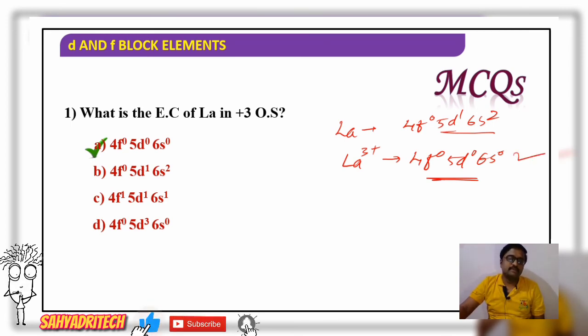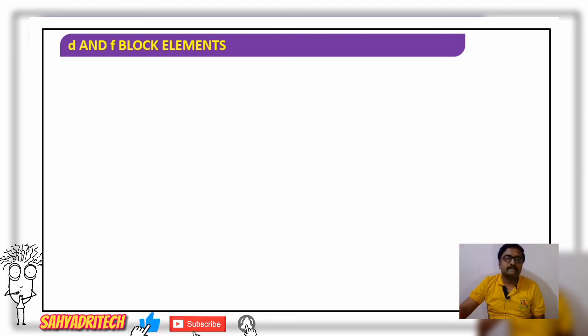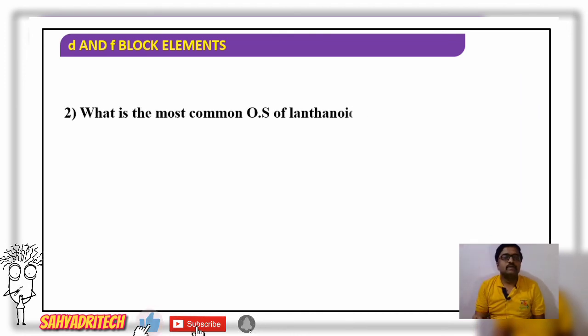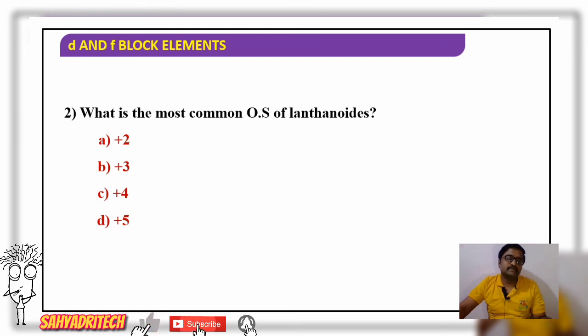Then the second one: what is the most common oxidation state of lanthanides? We already mentioned it. The most common oxidation state is +3, right? So we look for an option: +2, +3, +4 and +5. So what is the answer? +3 is the most common oxidation state. So option B is correct.